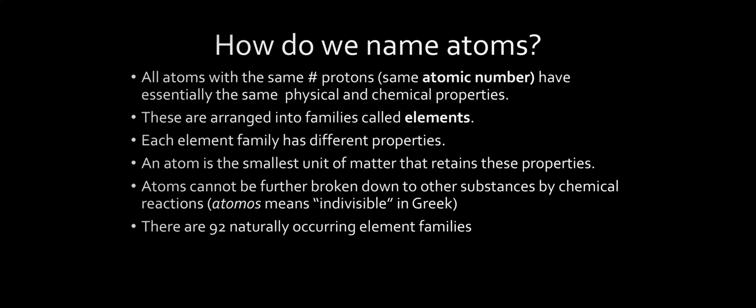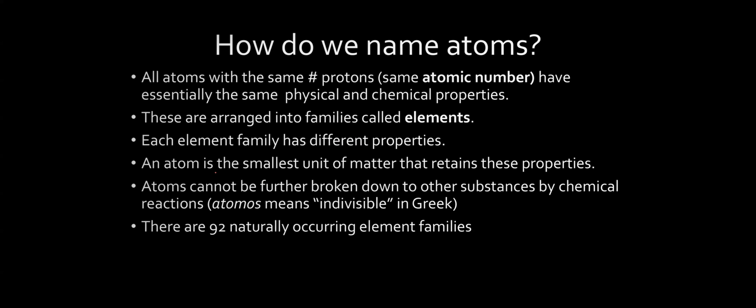This next slide here explains how we name atoms, right? So what makes them different from each other again and how we name them. So all atoms with the same number of protons, they have the same atomic number, they will have essentially the same physical and chemical properties. Said that already. They're arranged into families called elements. Each element family has different properties, right? So carbon has different properties than, say, gold.